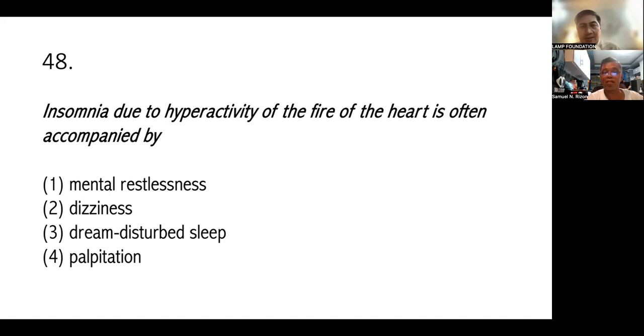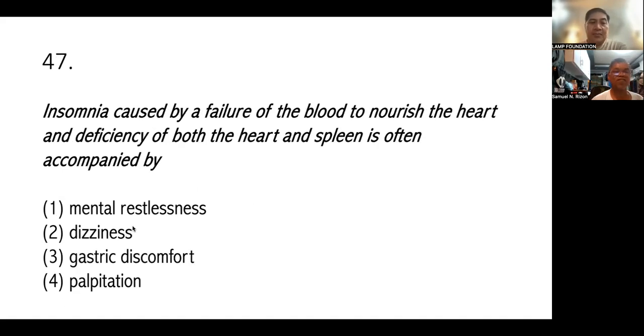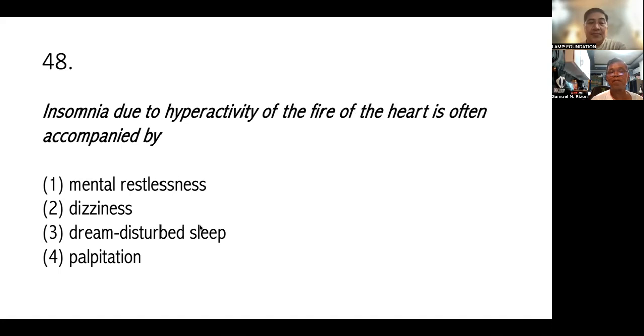Letter E. Any comments? Oo, kasi hindi mo pwedeng sabihin na heart fire siya pag walang palpitations. And this is hyperactivity of the heart fire. So the answer should be 1, 2, 3, and 4. Kasi dito sa una nating sinabi ni Ma'am Lynn, may dizziness eh. Okay.